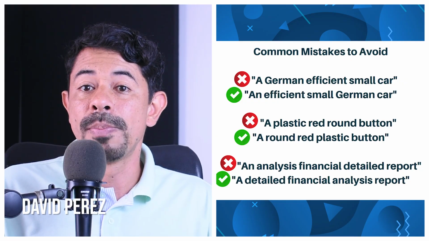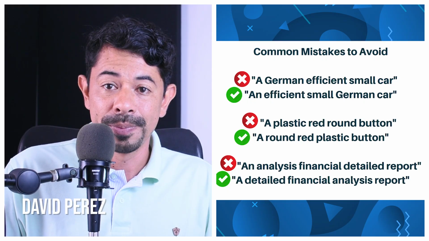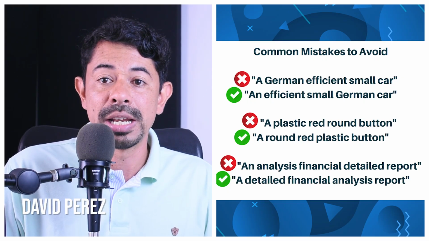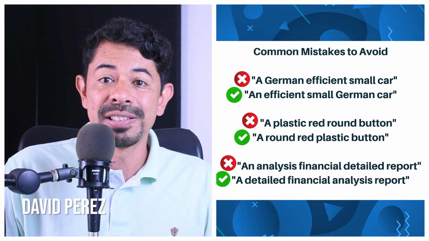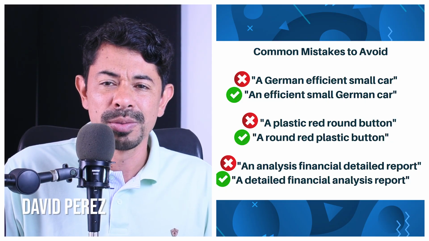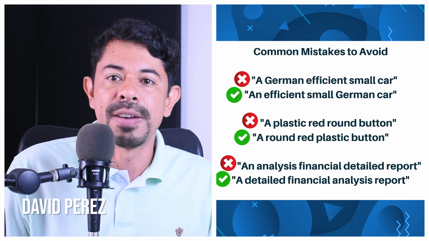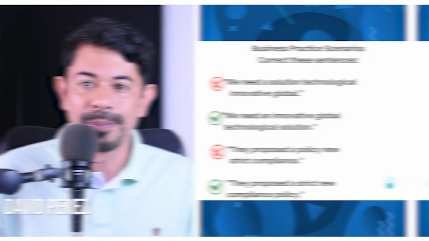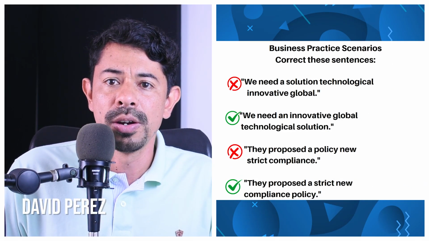Another example will be a detailed financial analysis report. An incorrect form will be an analysis financial detailed report, which sounds a bit weird. So the right form is a detailed financial analysis report. There are more. Let me just read a couple more here.